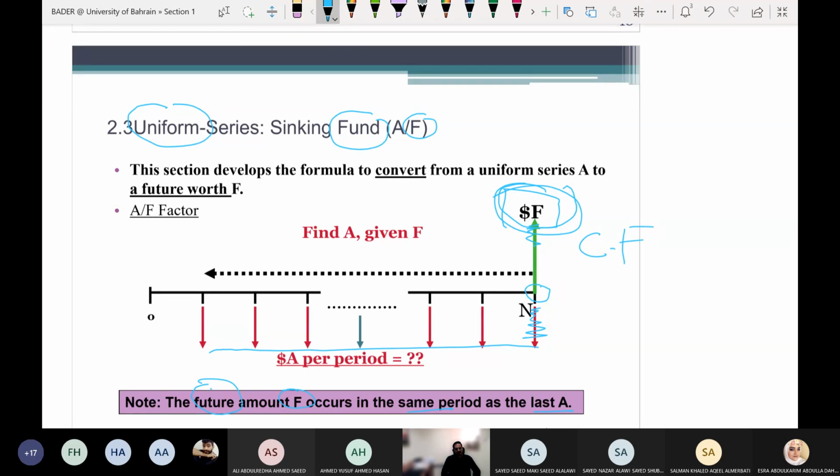So think about it. This is 1, 2, 3, 4, 5, 6, 7. This is 6 and this is 7. It makes a big difference if I'm in the project division and I don't know what the project is and I'm not interested in it, and just see this: find A given F at an I, N equal to 6.